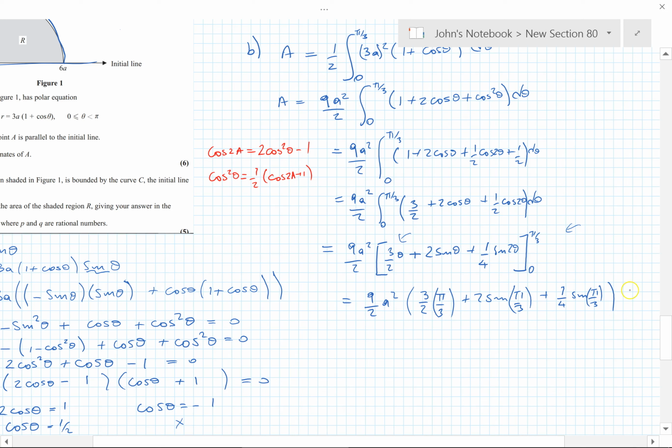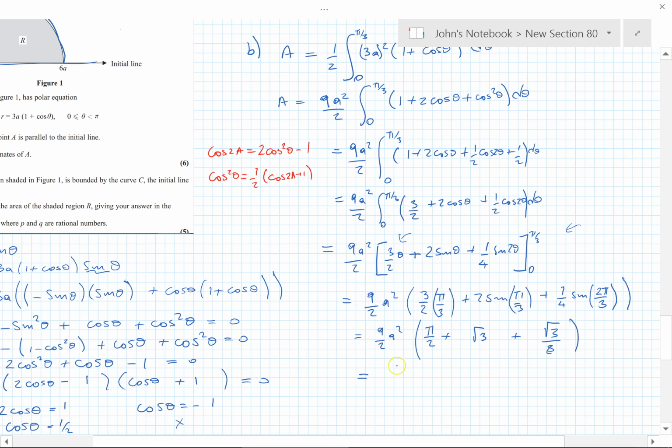So that will give us 9 over 2a squared. We're now going to get pi over 2 there. Plus, now this is 2 sine pi over 3. Now sine pi over 3 is the square root of 3 over 2, so that's square root of 3. But this one here is sine, I should have put 2 pi over 3. Sine 2 pi over 3 is also going to be square root of 3 over 2, so that's the square root of 3 over 8.